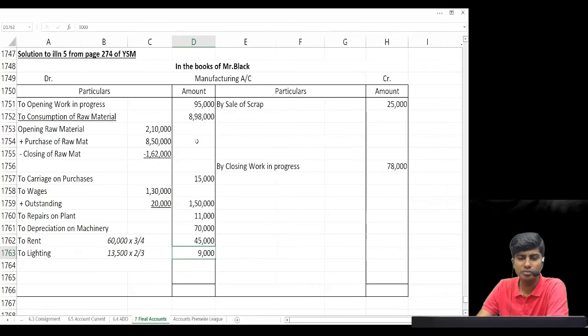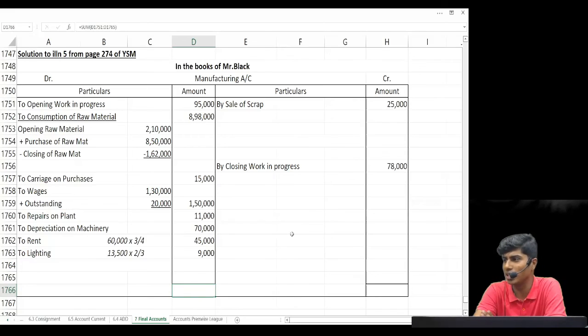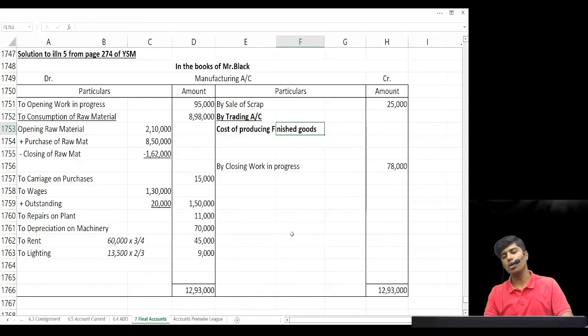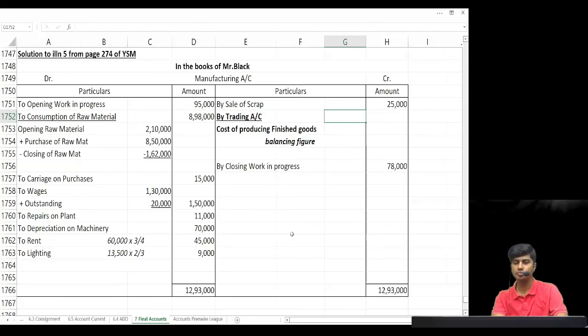Total the manufacturing account: 95 plus 8,98,000 plus 15 plus 1,50,000 plus 11 plus 70 plus 45 plus 9. Correct? 12,93,000, minus 25, minus 78. By the manufacturing account, the cost of producing finished goods, the balancing figure, is 11,90,000. Where do we post this?